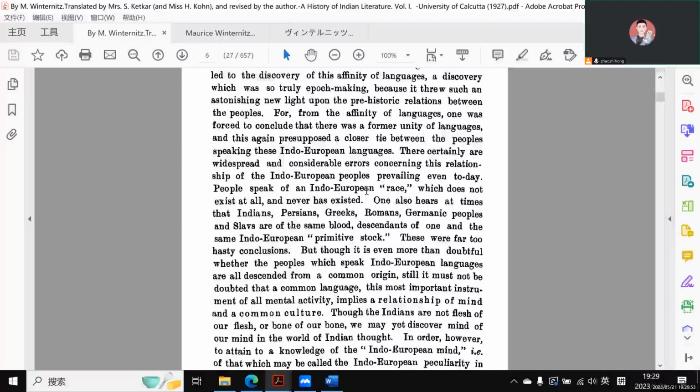some kind of social propaganda against outsiders, which advocated that all these Indo-European language-speaking countries were once one race, especially those who thought that Indians, Persians, Greeks, Romans, Germanic peoples, and Slavs are of the same blood, descendants of one and the same Indo-European primary stock.